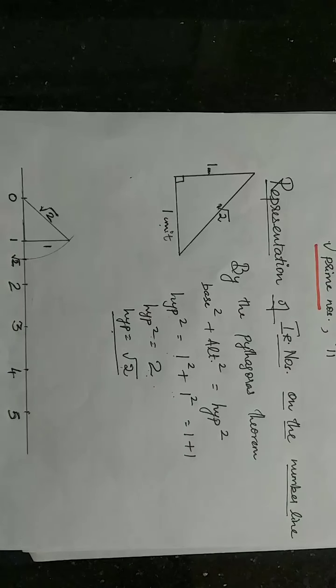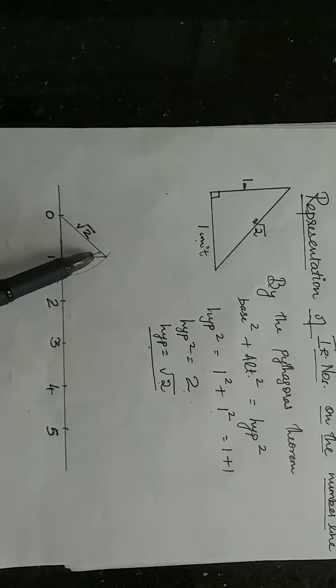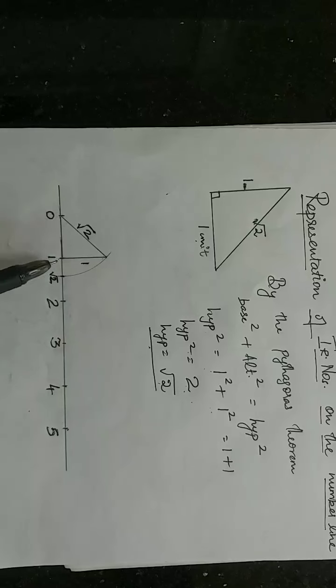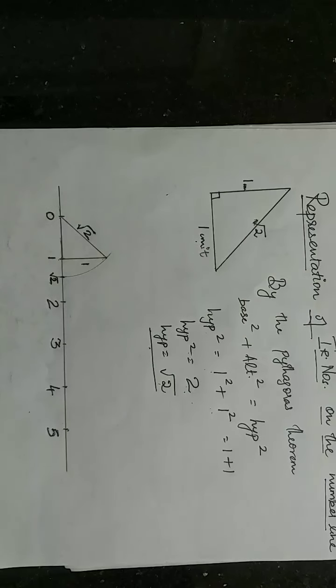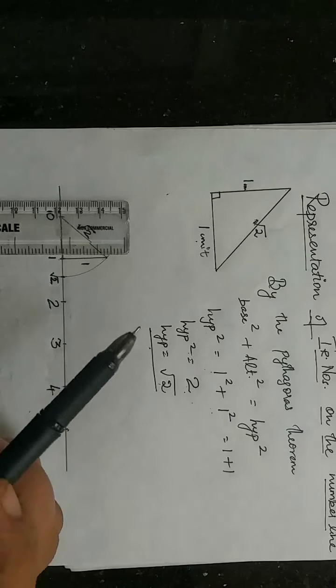A frequently asked question is, how to show or please represent root 2 on the number line. So what you have to do is first draw a line. We are going to take 1 unit as the base and 1 unit as the altitude here. So the line joining here vertically is 1 unit, and the base, that is horizontal on the number line, is also 1 unit. You can draw it by using a ruler.